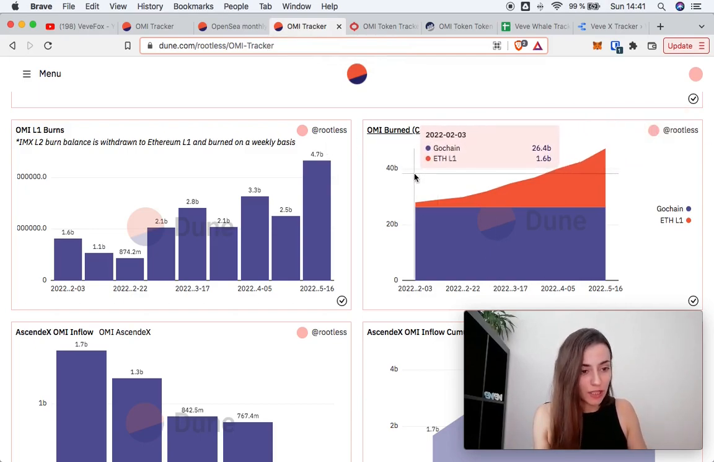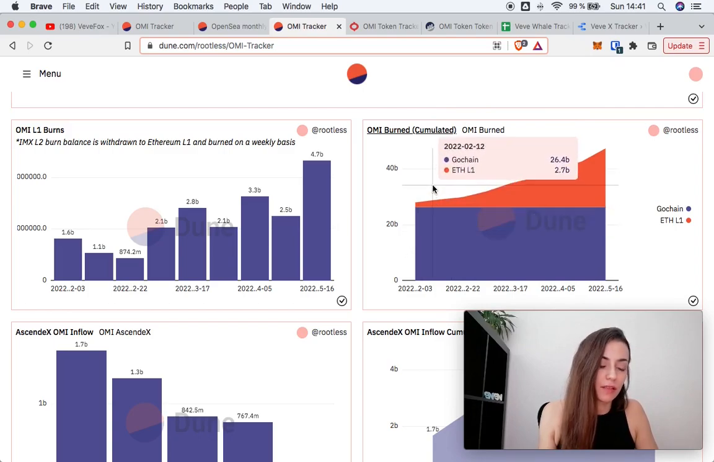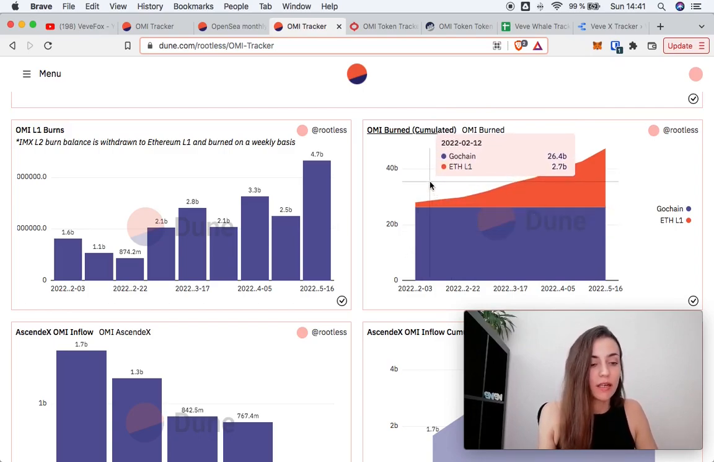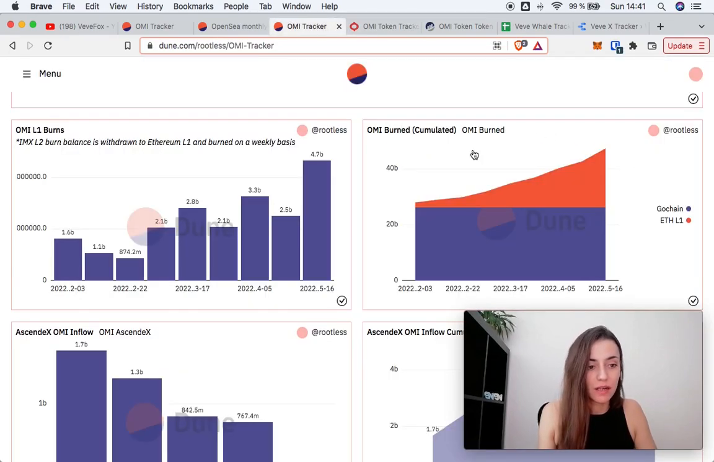If we look at the cumulative chart, which is this one, the blue one would be the Gochain amount, which I just took from the number that was here, and the orange would be what we have been burning until today.